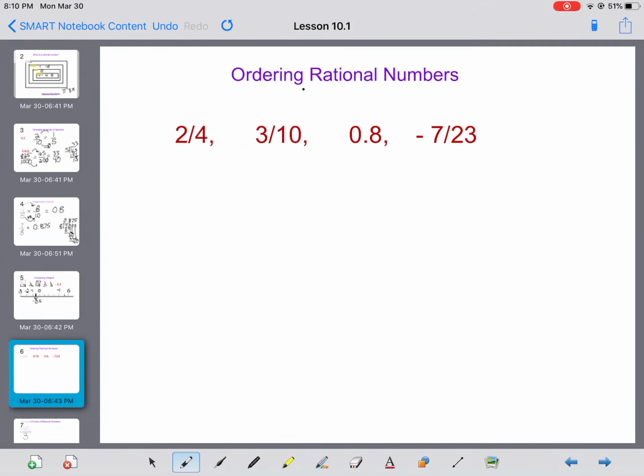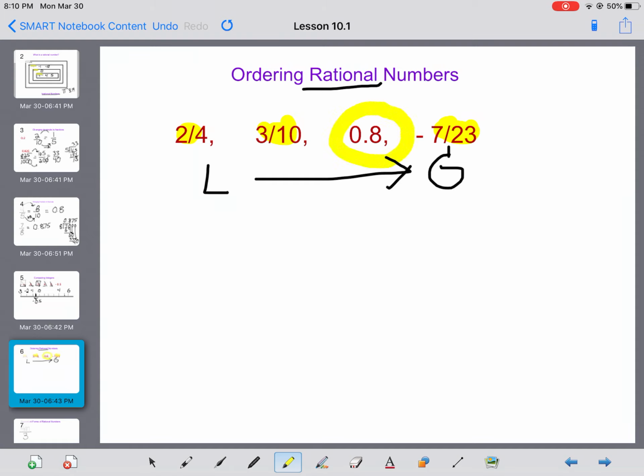Okay, now we're talking about ordering rational numbers. So let's say I wanted to put this in order from, let's do from least to the greatest. From least to greatest. In order to order rational numbers, I need to be able to compare them pretty easily. So I'm looking here and I notice that I have a fraction, a fraction, and a fraction. And then I also have a decimal, okay? So they're all working in different forms. But why don't I just start by comparing these two fractions first?